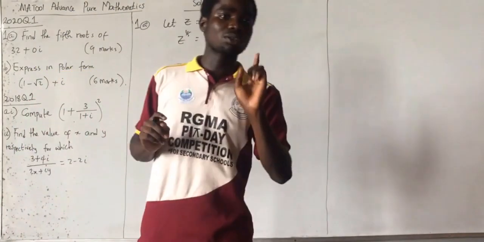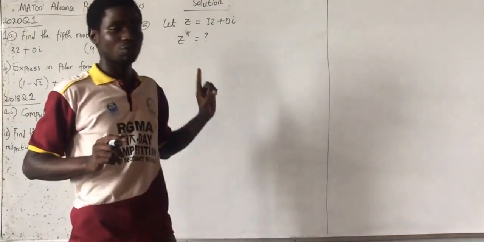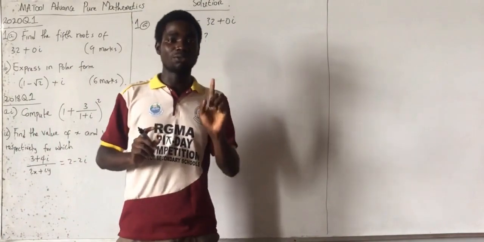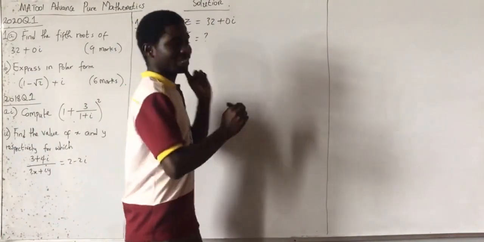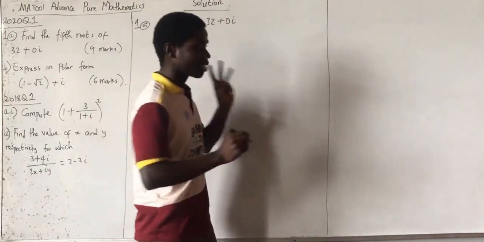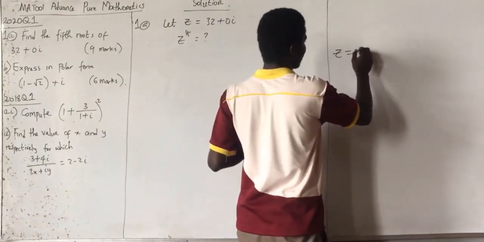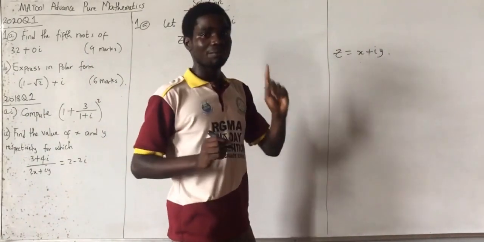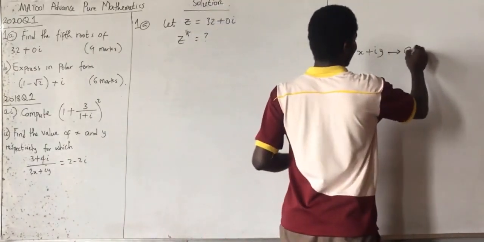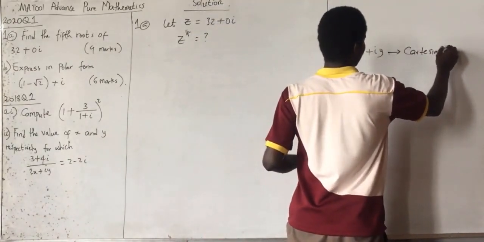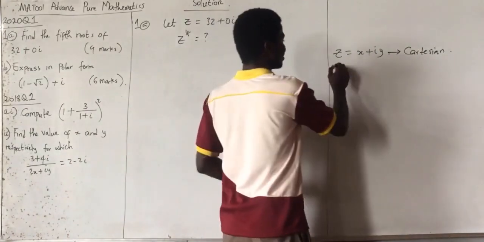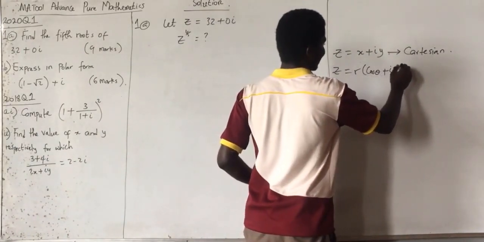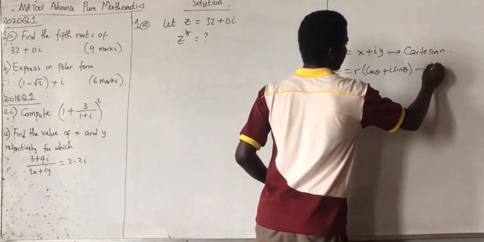Now I'm going to bring you some background understanding of what you need to know about complex numbers. Please take note of this, especially if you don't know it before: there are 3 ways we can express a complex number. We have z equals x plus iy. This one is called rectangular form or Cartesian form. Please take note of that. Then z equals r(cos theta plus i sin theta). This one is called polar form.